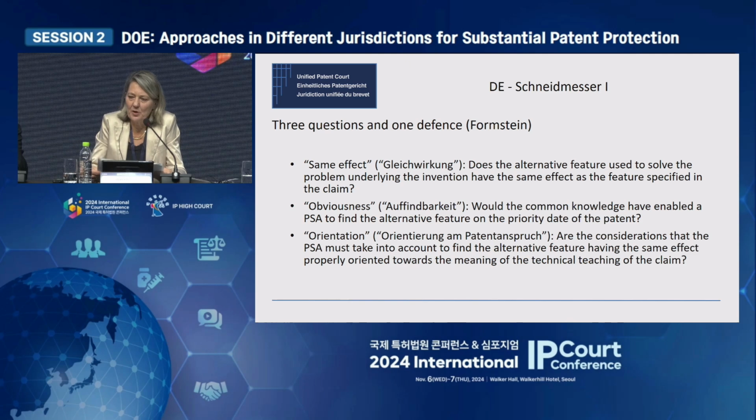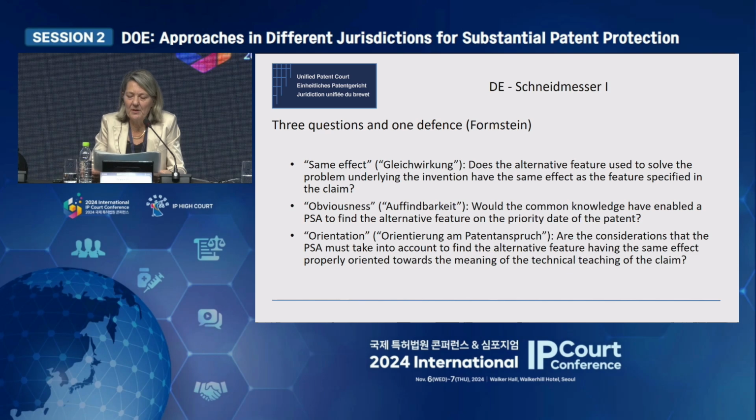So in Germany, Germany has a very long-standing doctrine of equivalence, and they have three questions to which the answer has to be yes, and there's one defense. So the first question is about the same effect, gleiche Wirkung, and that is asking, does this alternative feature solve the problem underlying the invention having the same effect as the feature in the claim? And the second criterion is obviousness. So would the common knowledge of the person skilled in the art have enabled him to find the alternative at the priority date? So would the person skilled in the art think this alternative would indeed have the same function and effect?